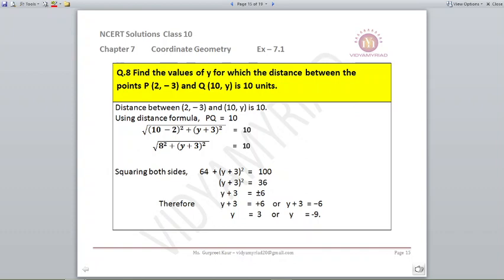On solving this, we get y as 3 or y as minus 9. So there are 2 values, 3 and minus 9.